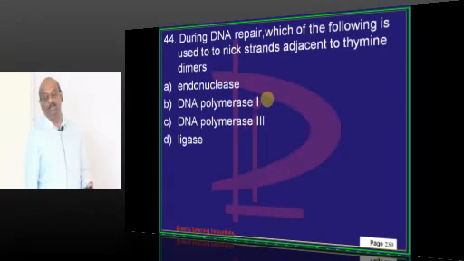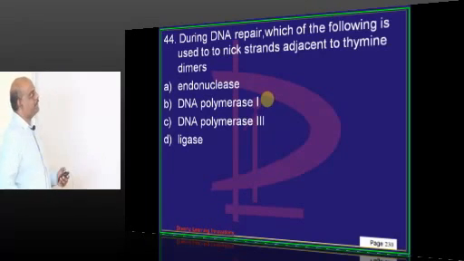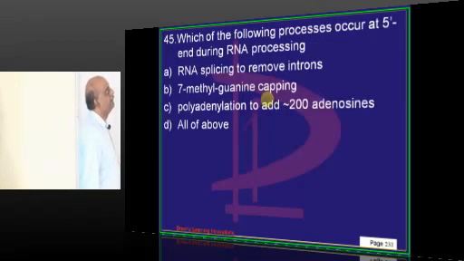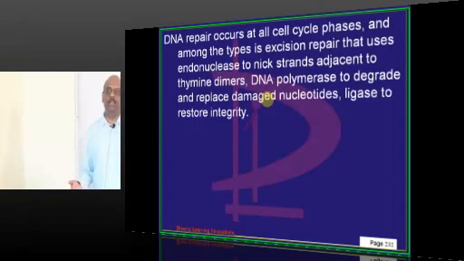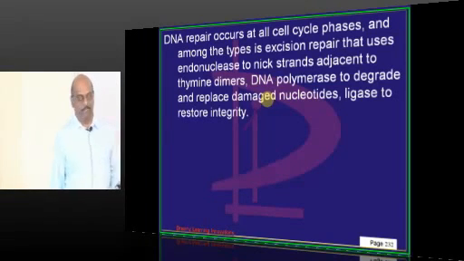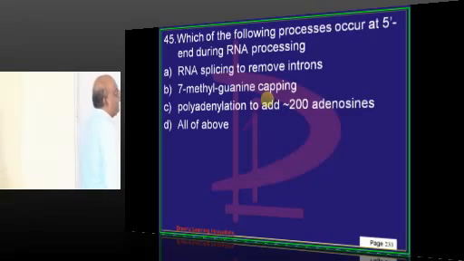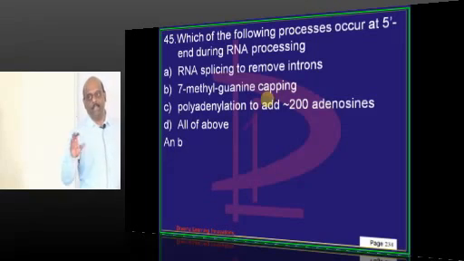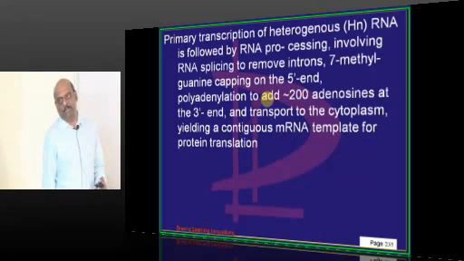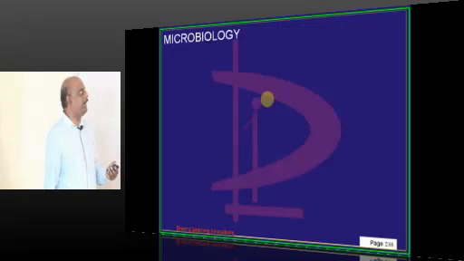During DNA repair, typically the nicked strands adjacent to the thymine dimers, how are they repaired? It is the endonuclease whose function is to nick the thymine dimers. And xeroderma pigmentosum is fundamentally a problem of inability to repair the pyrimidine dimers. At the 5-end of RNA processing, what will happen? 7-methyl guanine capping happens. And you must know what happens at the 3-end, what happens at the 5-end. RNA is one of the very high yield topics.